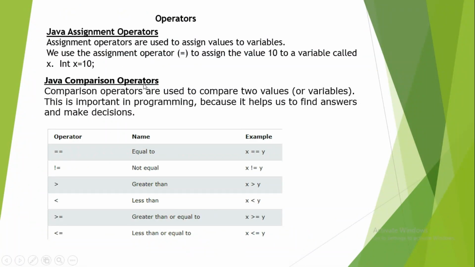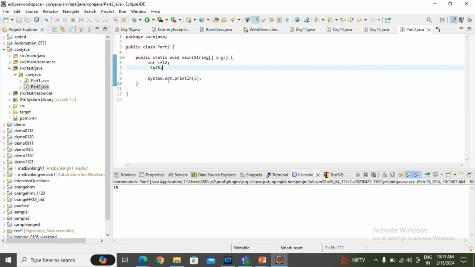Next one is the Java comparison operator. This will help us to compare two variables. Suppose we have two numbers. If you want to check whether two numbers are the same or not, then you have to use equal. If it is not equal, you have to use this one, not equal. Like that, if it is greater than or lesser than. After comparison, it will return the boolean value, whether true or false. We will check a few examples.